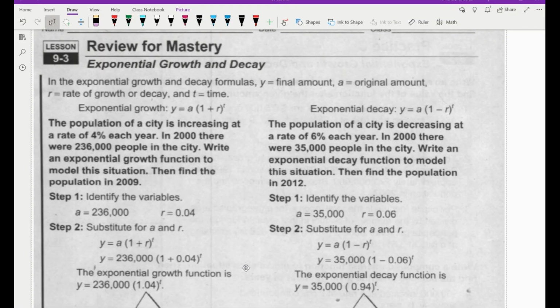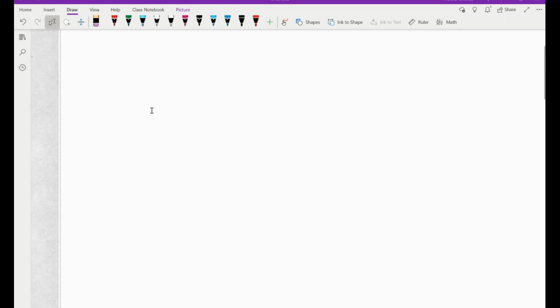Welcome, class. In this video, we will go over lesson 9.3, exponential growth and decay. Now, a basic exponential function will follow this format.